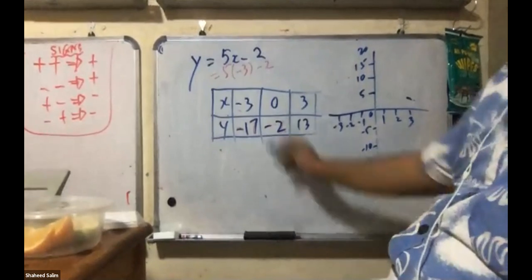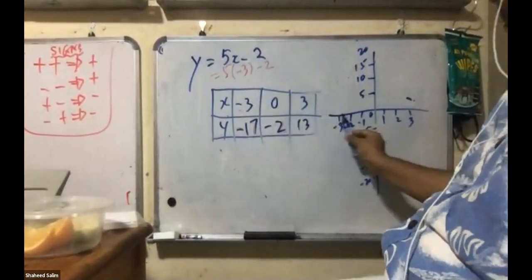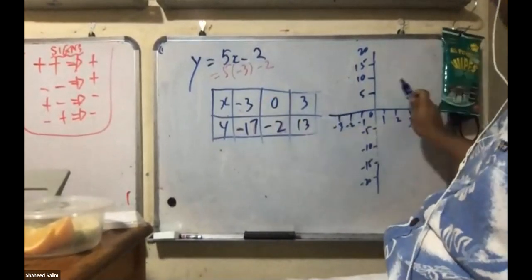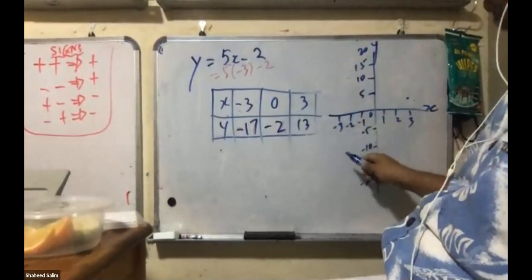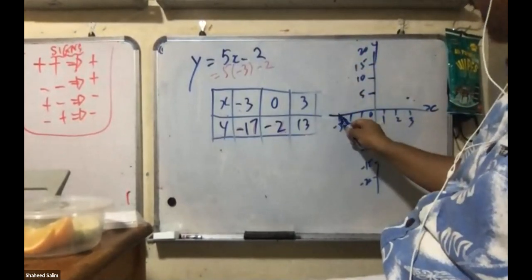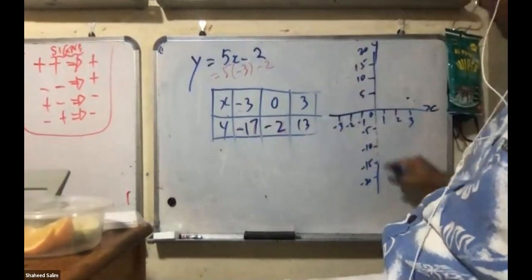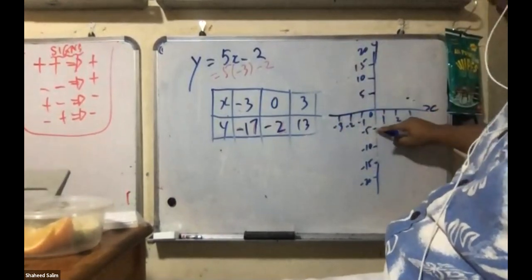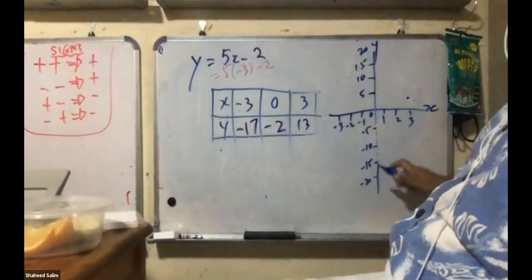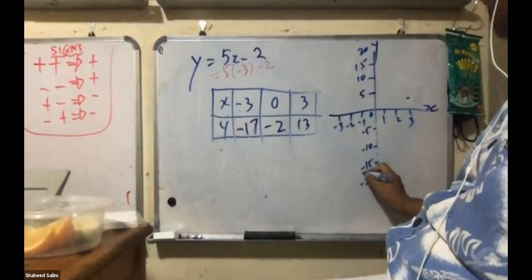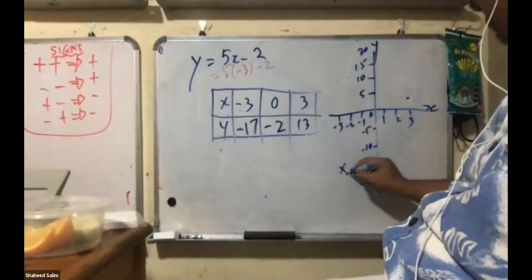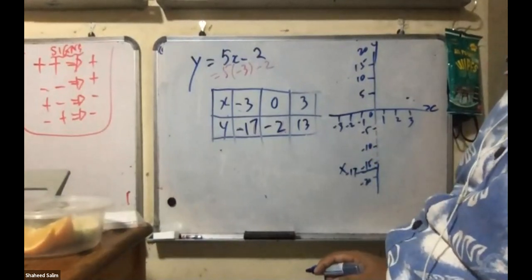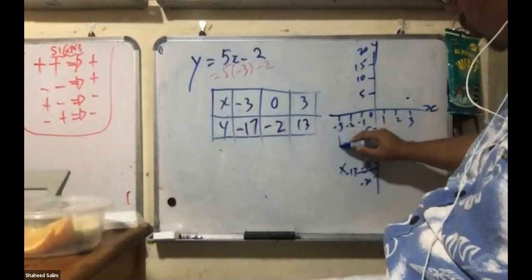So let us plot. When x is minus 3, this is the x-axis, this is the y-axis. When x is minus 3, y is minus 17, so you must go down. Minus 5, minus 10, minus 15, minus 17 roughly is here. So down here, can you see?